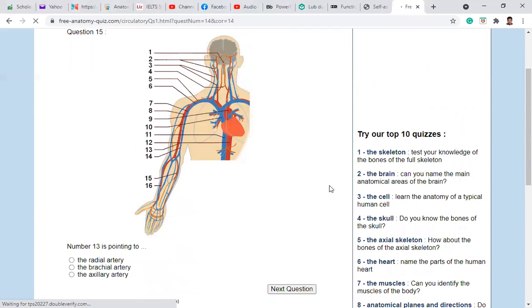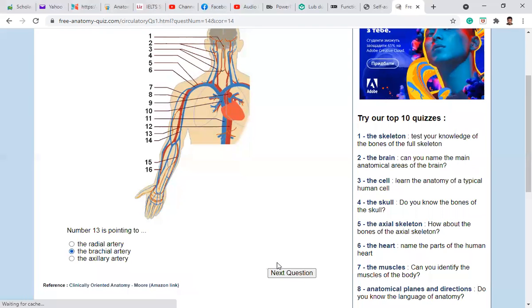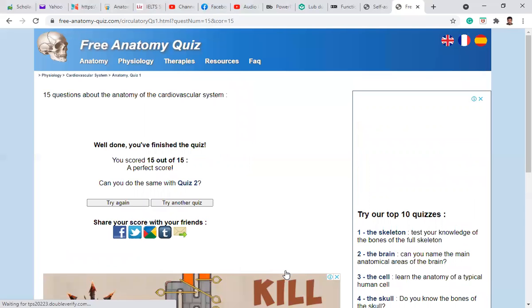Number 13 is brachial. Brachial artery. So your score, you scored 15. Awesome, very good.